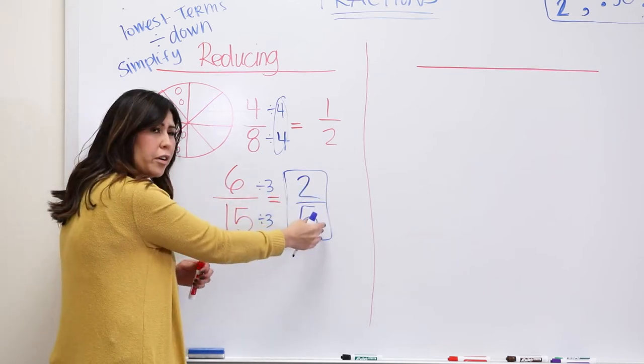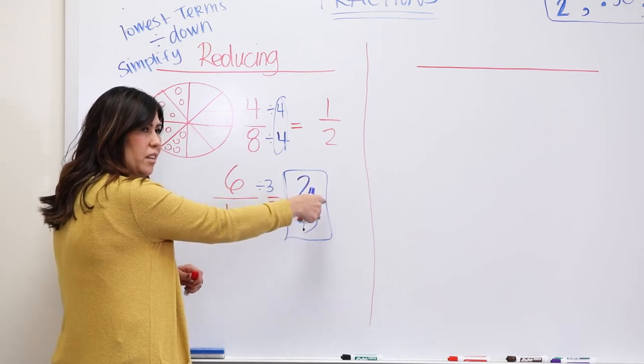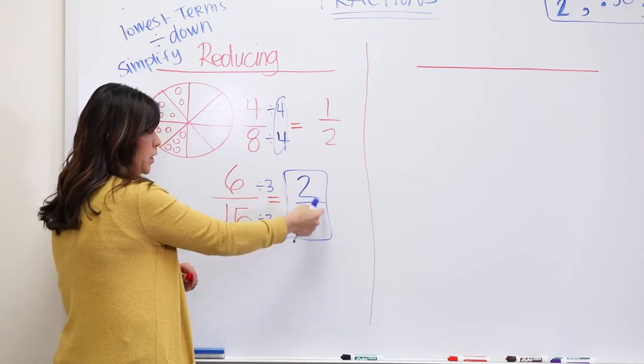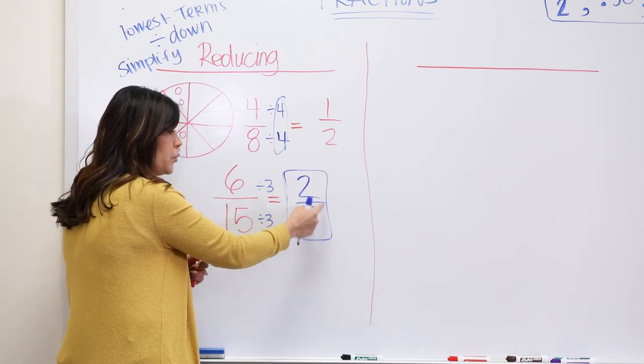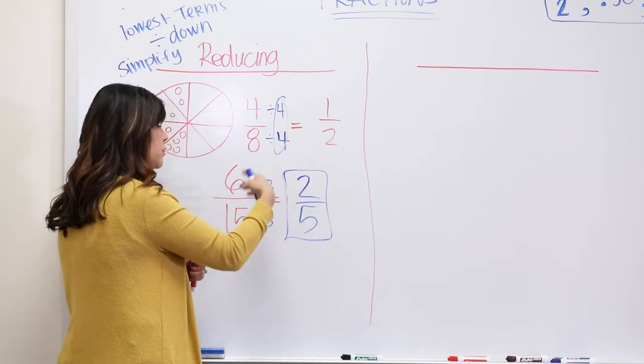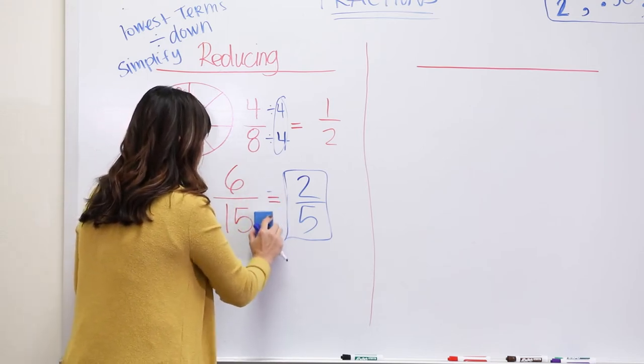Can I go any further? I need to say that. Can I go any further? Can I divide any more? Can't I divide this by 2 and this by 2? No. Okay, so a 2 fits into here, but it doesn't fit in here evenly. So yeah, that's the part I just left right out, my friends.